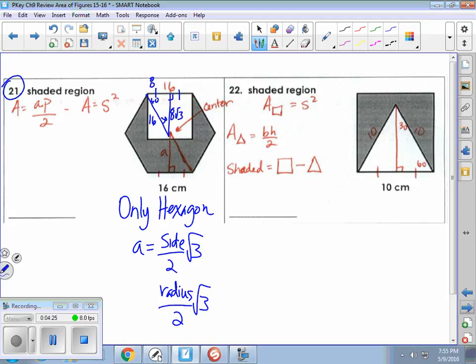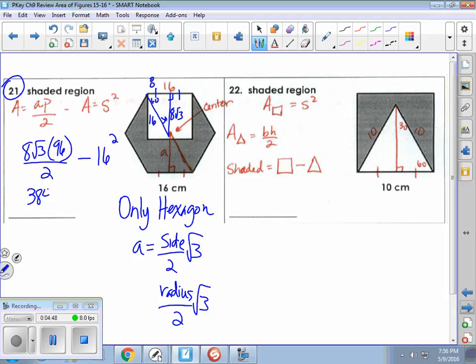So I know my apothem is 8 radical 3. I've got to do my perimeter. Perimeter is my distance around. There's 6 sides times 16. That gives me 96. So I'm doing 8 radical 3 times 96 divided by 2. Then minus the square, which is 16 squared. Well, I can just simplify this. Half of 8 is 4 times the 96.